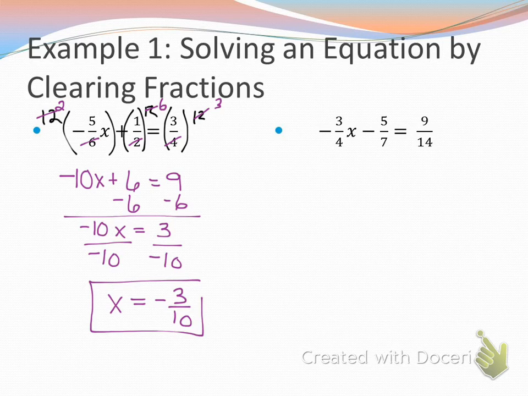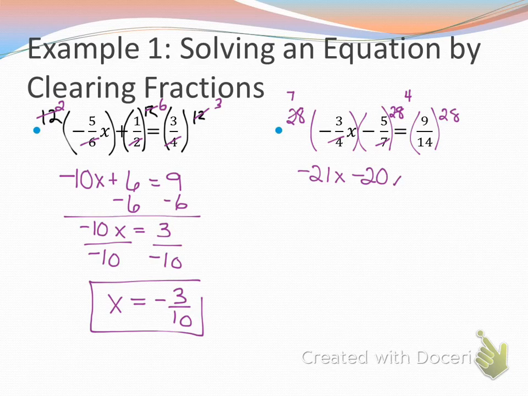Okay, clear these fractions. So you have to clear them using your LCD. So find your LCD and then clear your fractions. So what's your LCD, guys? It's 28. Okay, so that's what you're multiplying each term by. Don't forget to keep that negative. So multiply each term by 28. All right, so the 4 and the 28 cross-reduce to a 7. So -21x. 7 and 28 cross-reduce to a 4. So -20x. 14 and 28 cross-reduce to a 2.